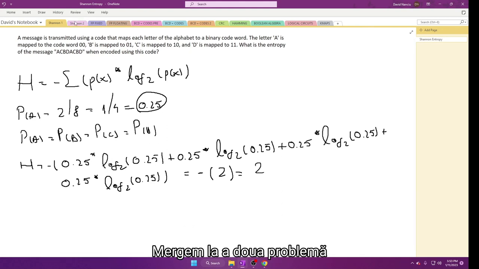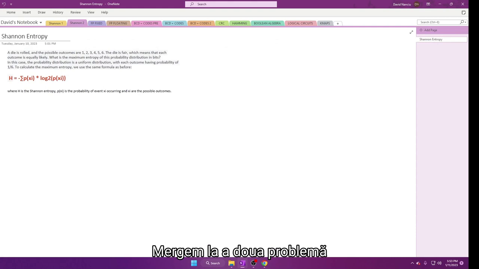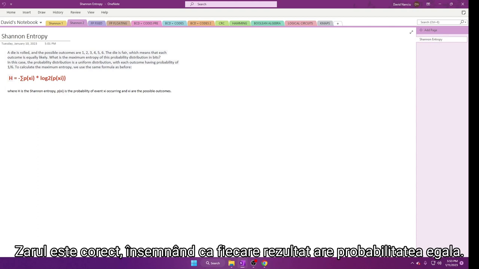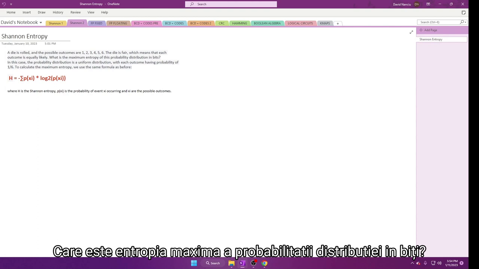All right, going to the second problem. It says that a dice is rolled, it's a typo, I'm sorry about that. And the possible outcomes are 1, 2, 3, 4, 5, 6, obviously. The dice is fair, which means that each outcome is equally likely. What is the maximum entropy of this probability distribution in bits?